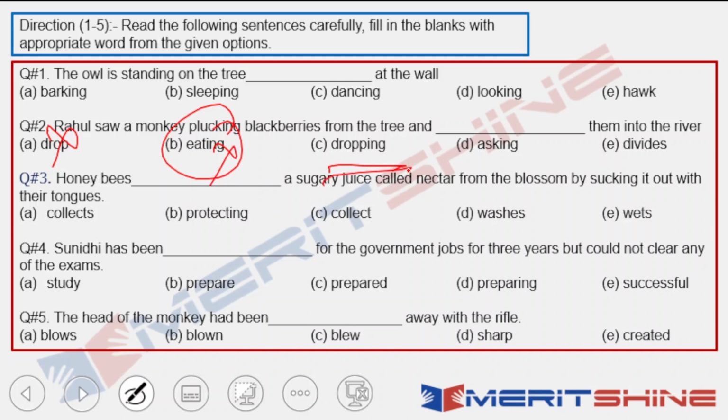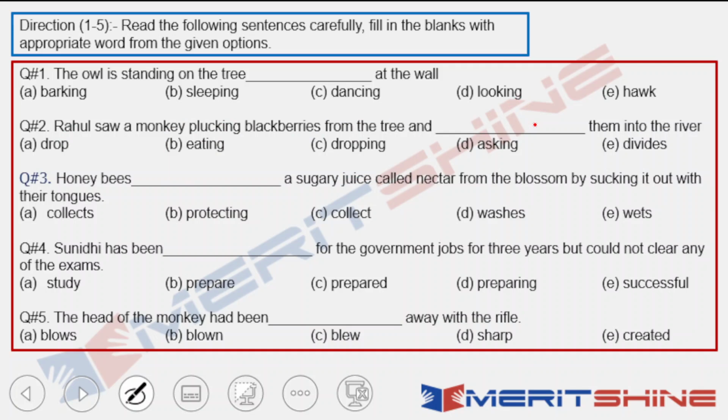Dropping makes sense because you drop blackberries into the river. Dropping blackberries into the river. Asking does not make contextual sense. Divides makes neither grammatical nor contextual sense. So the only option that can be your answer is C. So the second question, your answer would be C.